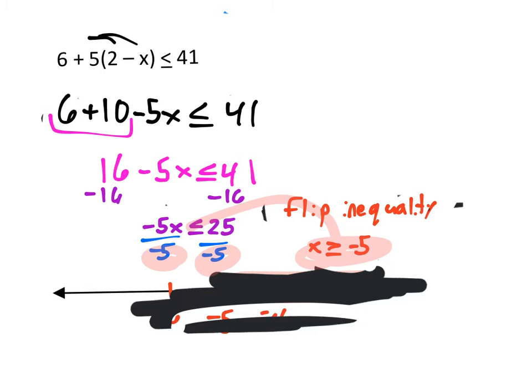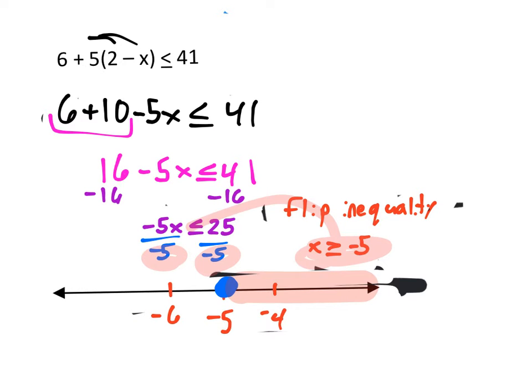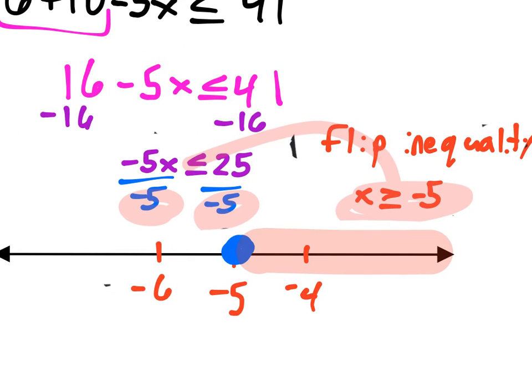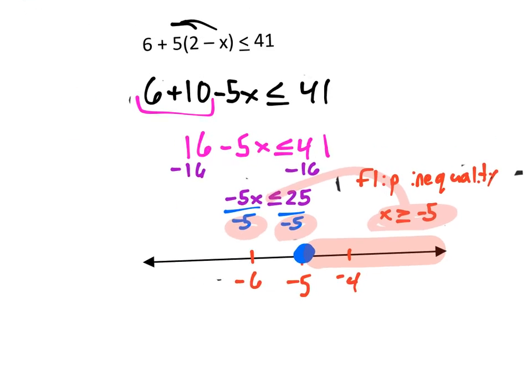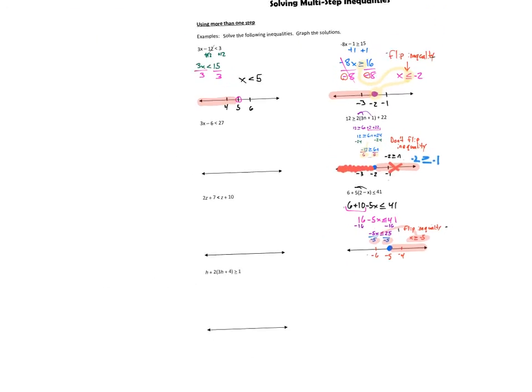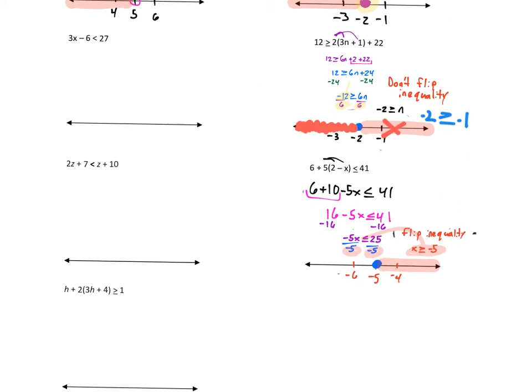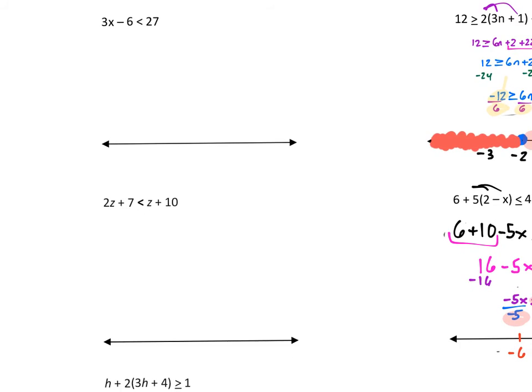on our number line, -5 is the center point, filled in circle because there's a line underneath our inequality, and shaded in the direction to make x larger than -5. So all the numbers larger than -5. All right, and there's some other examples here if you wanted to give these a try too.